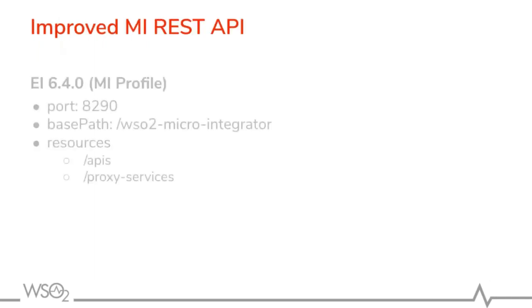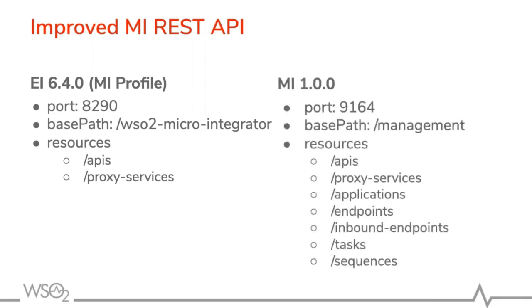We have also made a slight improvement to the existing REST API. Earlier we had just two resources to query on APIs and proxies, but in micro integrator 1.0.0 we have added quite a few resources to get more information regarding the deployed artifacts. We already had APIs and proxy services. Now we can query about applications, tasks, sequences, endpoints, and inbound endpoints, and get information related to those.